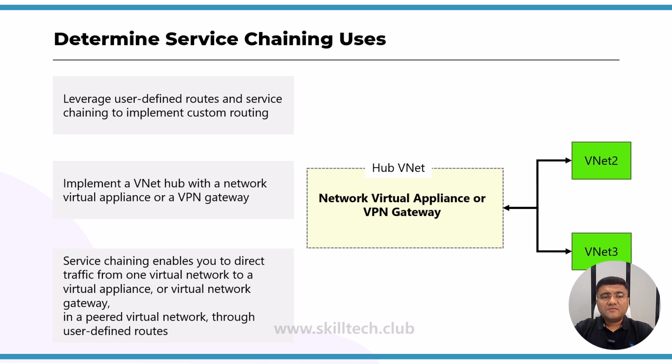It's going to leverage user-defined routes and service chaining to implement custom routing, and then it's also going to implement a virtual network hub with a network virtual appliance or a VPN gateway. Basically, this service chaining configuration is going to help you configure and connect your multiple virtual appliances in a multi-network scenario.